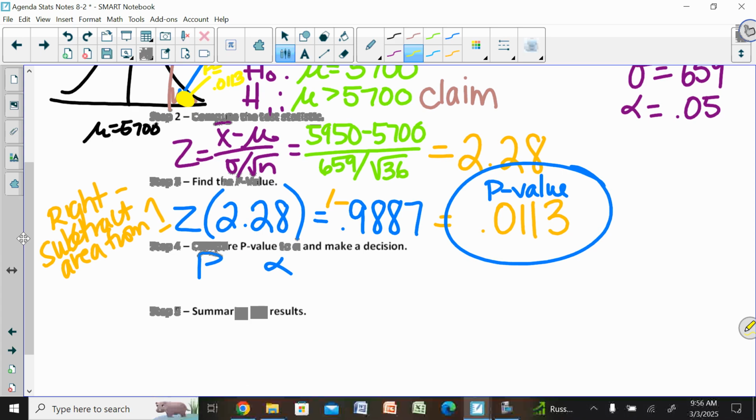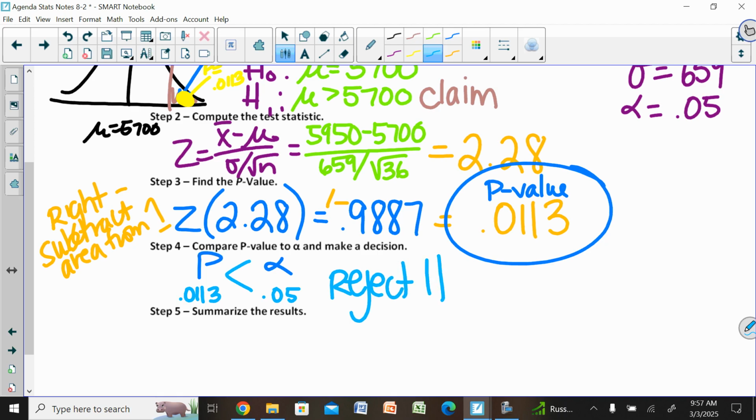If you don't need the picture, and I just think about my P is 0.0113, my alpha is 0.05, my P is definitely less than alpha, which means it all fits inside, and it all fits inside the rejection region, and we're going to reject H sub O.